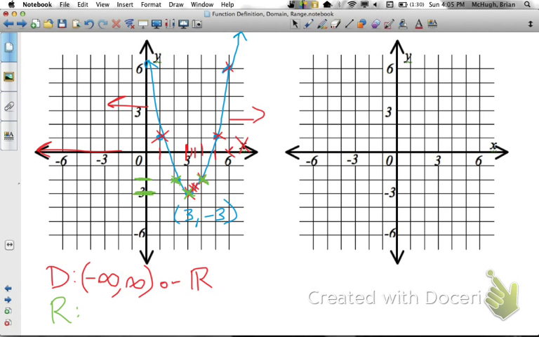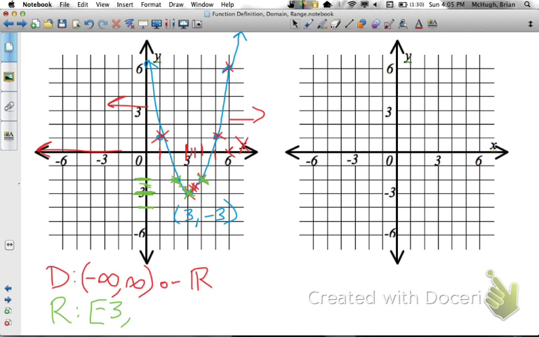How about all the y values in between? Are they there? Yes, they're there. But what about below -3? What about -4? Are there any points on this graph that have a y value of -4? And the answer is no. And you can see, therefore, that our range actually starts at -3, and there's a point with a y value of -3, so we're going to include that in our range.